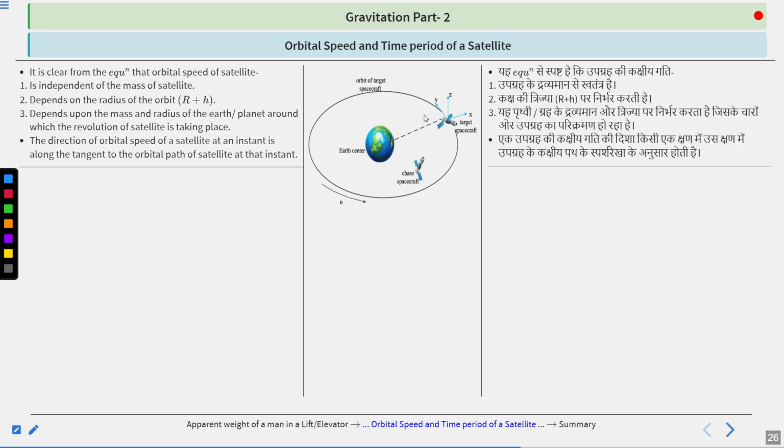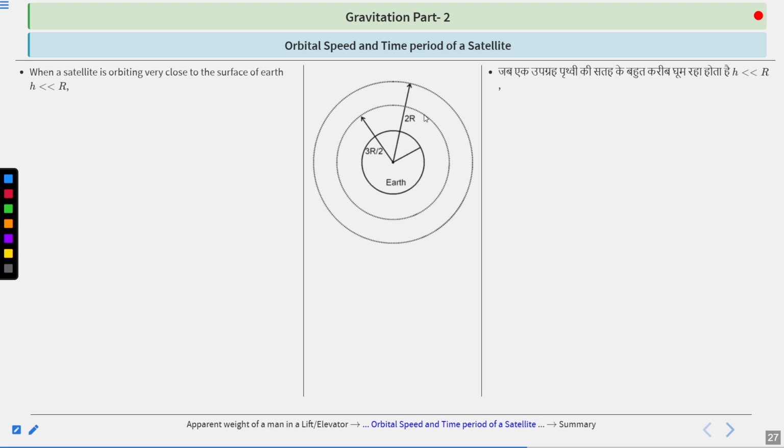The direction of the orbital speed of a satellite at an instant is along the tangent to the orbital path of the satellite at that instant. When a satellite is orbiting very close to the surface of Earth, which means the radius is much higher than the height, then R_e plus h is approximately equal to R_e, and v equals v0.